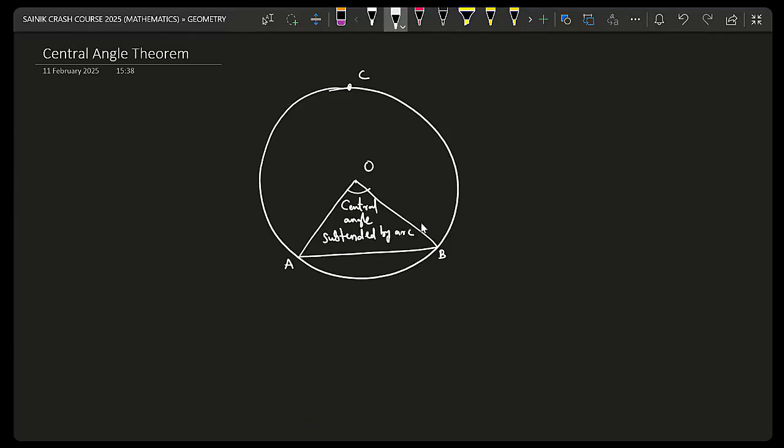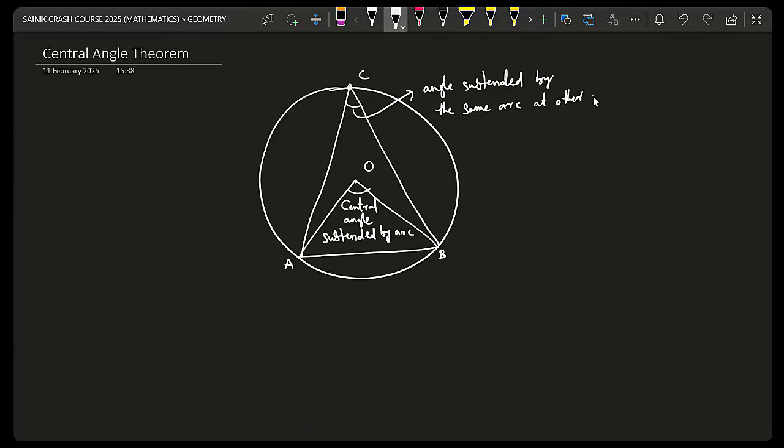Central angle subtended by the arc. And if you connect the endpoints of the chord with any point other than on the minor arc, like you can take C here, just A to C and C to B, this is called an angle subtended by the same chord, by the same arc, at the other part of the circle.